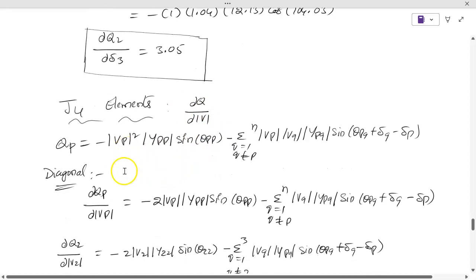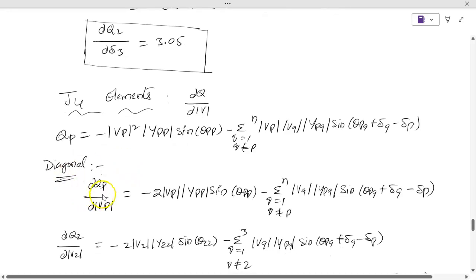Then here we need to calculate ∂Qp/∂Vp. Only one value, only one term. That is, we need to differentiate with respect to Vp. So here Vp is there, that means minus 2Vp. Here also Vp is there, then Vp will not come, then Vp is equal to 1. Then start from Vq.